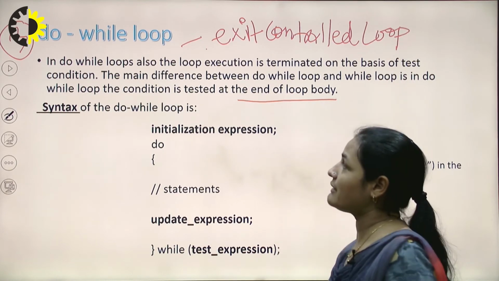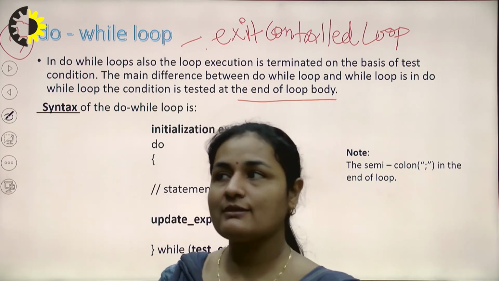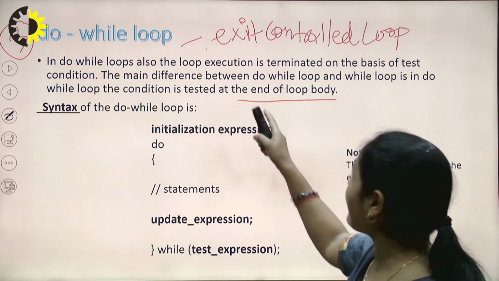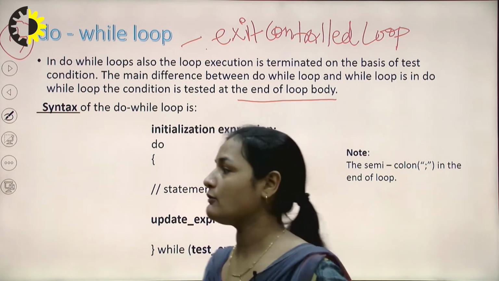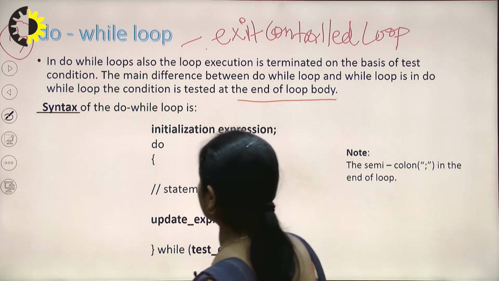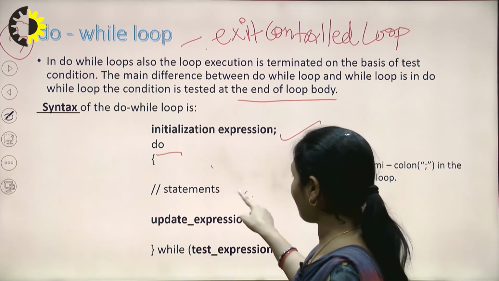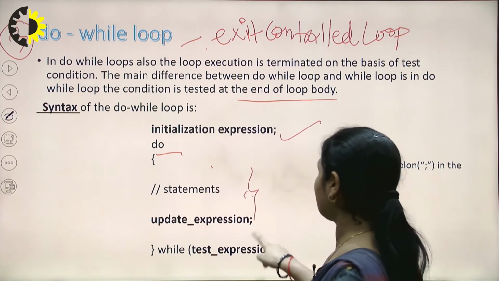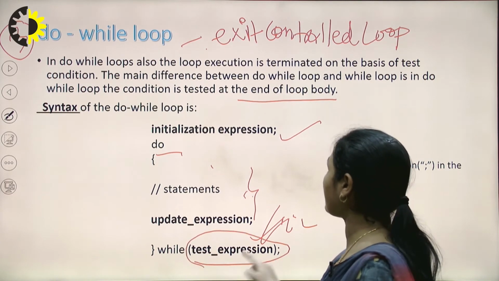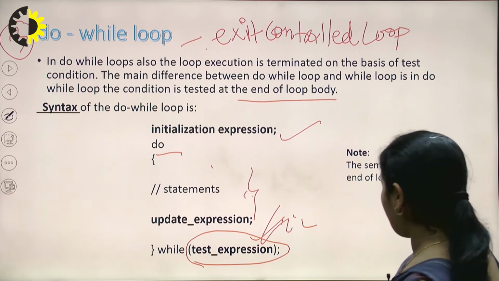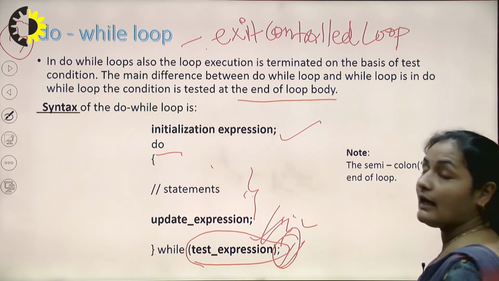And one more difference between the while and do while loop is that in the while loop, the loop will not execute if the test condition is false. But in the do while loop, the loop will execute one time even if the test condition is false. So this is the syntax of the do while loop. We write the initialization expression, then we write do, and whatever statements we want to execute, we write them, then the update, that is the increment or decrement operation. Then at the end of the loop, we check the condition. And the semicolon is an important point: the semicolon is at the end of the loop.